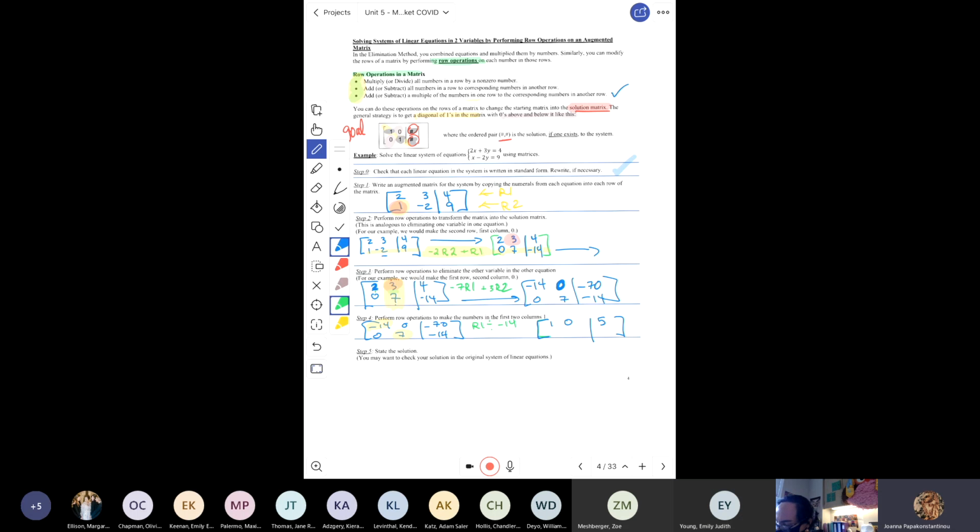What could be the possible row operation that I could perform on the second row to get a 1 where that 7 is? Yes, row 2 divided by 7. And you really need to write out your row operations. You will get 0 credit if you do not have your row operations written. So what is my new second row?